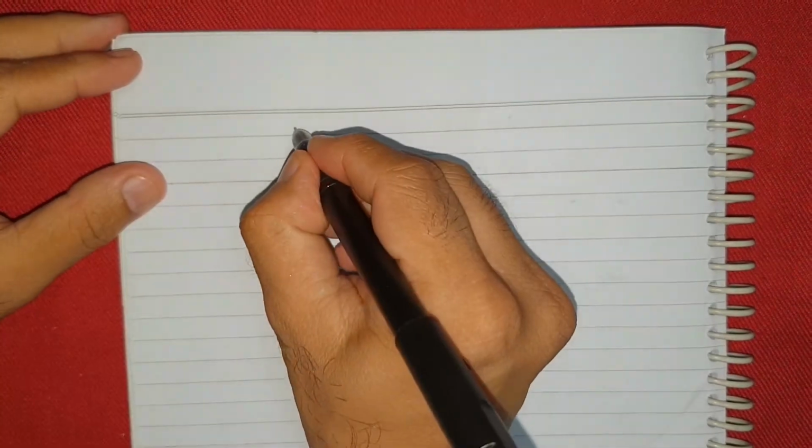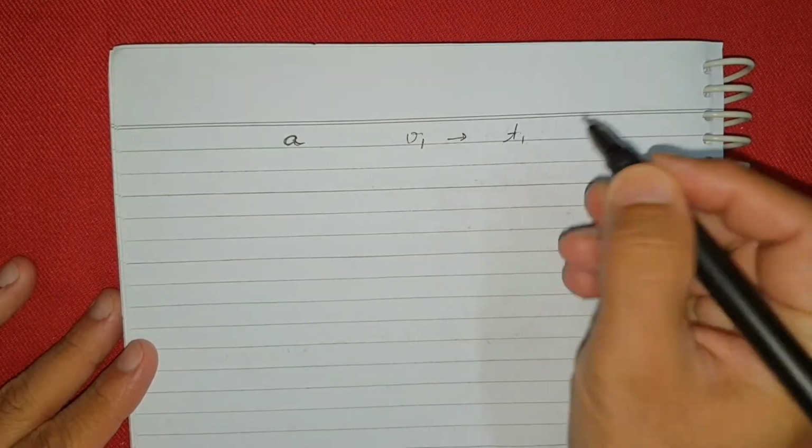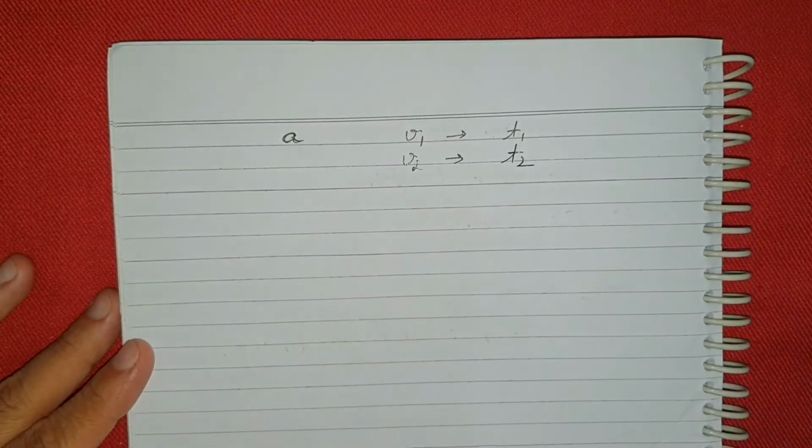Okay, now we will be deriving these formulas, the equations of motion, by the calculus method. Consider an object moving in a straight line with an acceleration a. Let v1 and v2 be the velocities at times t1 and t2 respectively. So the time of v1 is t1, and the time of v2 let it be t2.